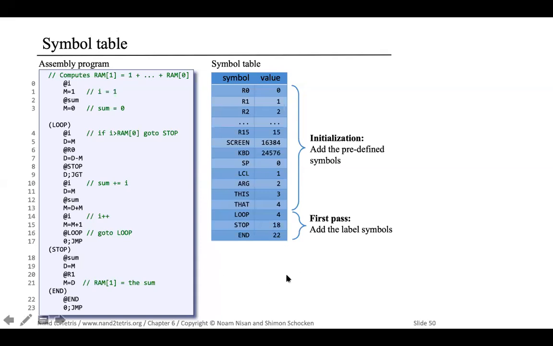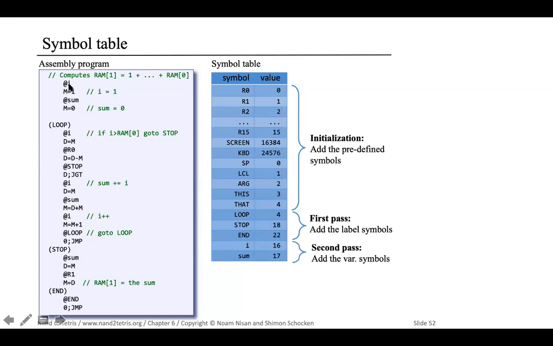All right, good question. So in the first pass, we add these symbols and associate the line number of the instruction just after it, because as you know, label declarations themselves are not instructions, so they don't have any line numbers. And in the second pass, now you know which ones are variables, because if you see something fancy after @, you look into the symbol table and you will find that this i is not in the symbol table. So now i is a variable, j, sum is a variable. So those get added in the second pass to the symbol table.